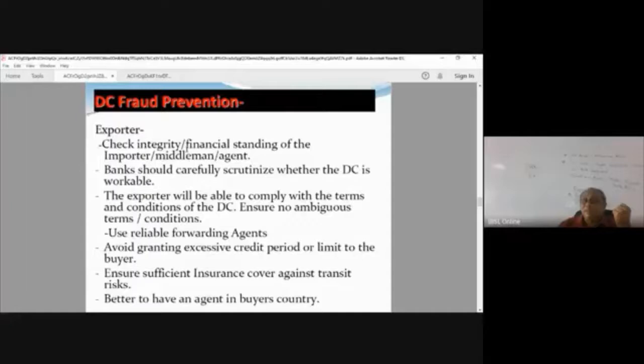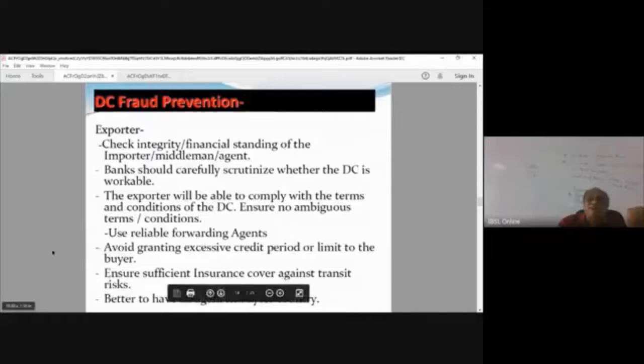Now, when you are setting up the sales contract, normally, in 90% of our currency transactions, the period is 90 days, the maximum, 60 or 90, right? But don't allow an excessive credit period, like 180 days, 360 days, then you are asking for trouble. Because if it's a DA, 180 days DA, we don't know what will happen after 180 days. Especially these days, we don't know.